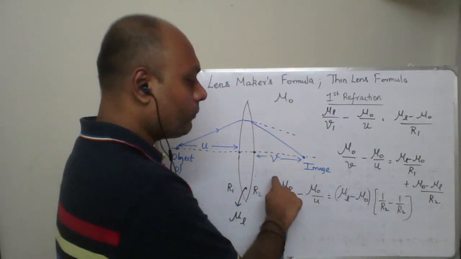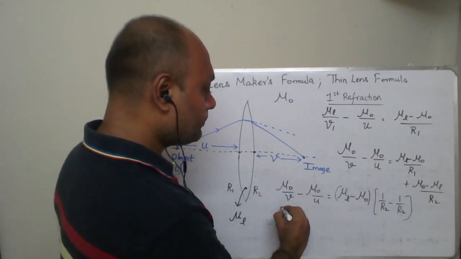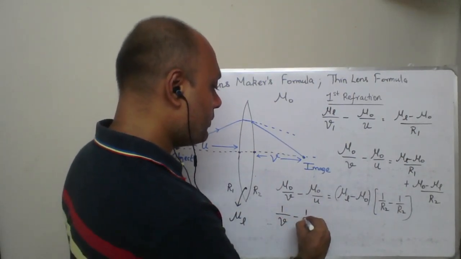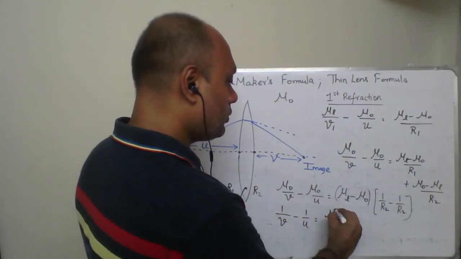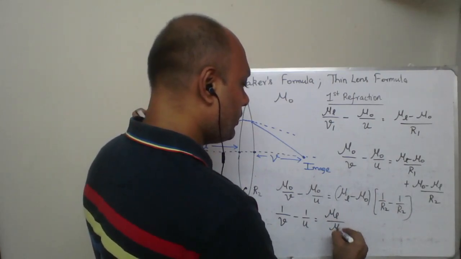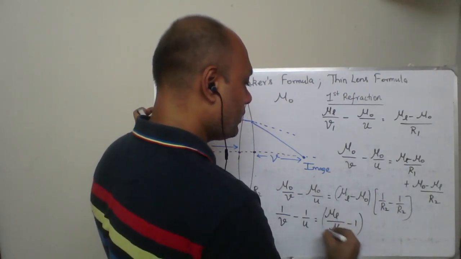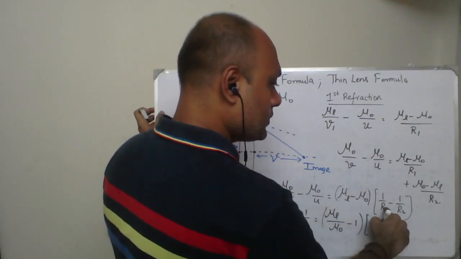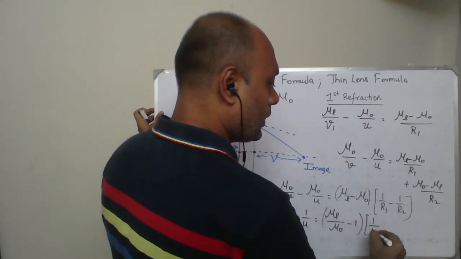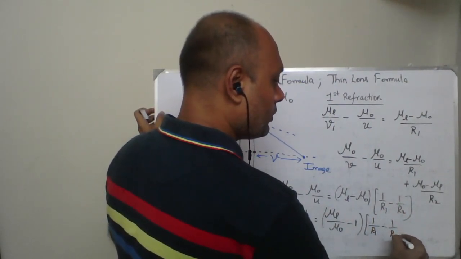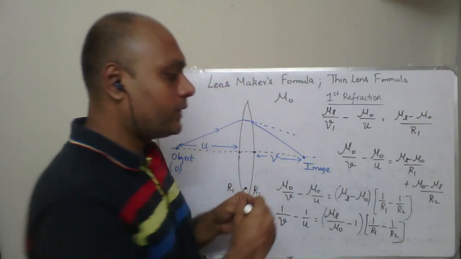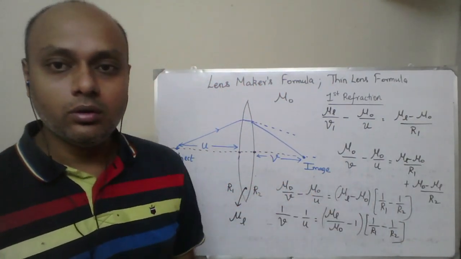Oh, I will do one more thing. I am going to divide both sides by mu naught, so that I have 1 by V minus 1 by U equal to mu L divided by mu naught minus 1 times 1 by, sorry, this is R1, okay, 1 by R1 minus 1 by R2. Okay, so just make that correction. That was R1 over there.